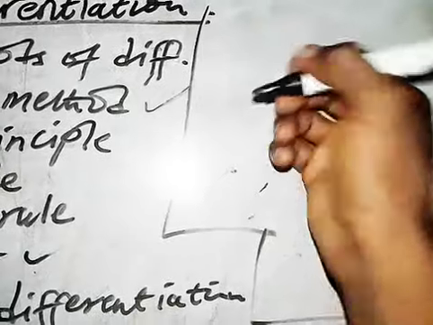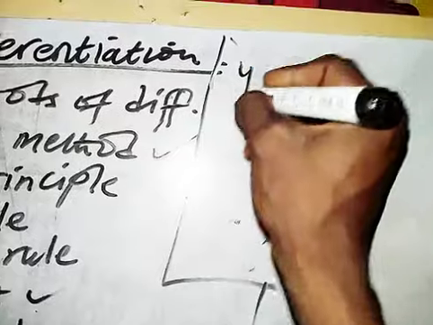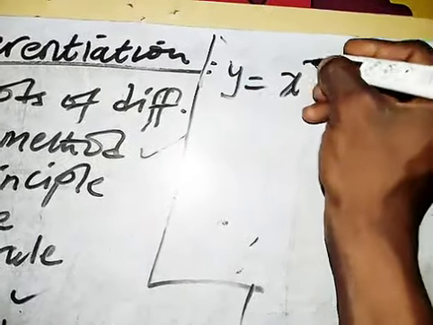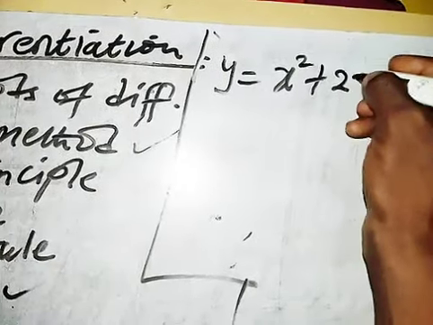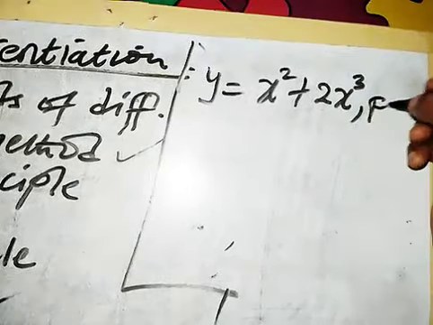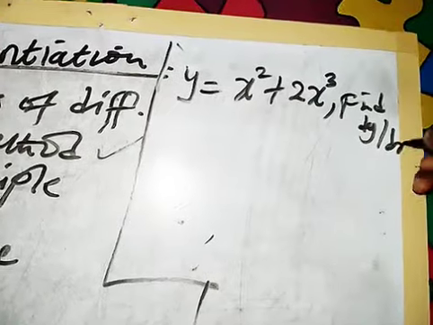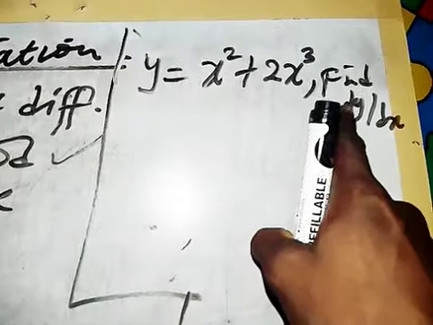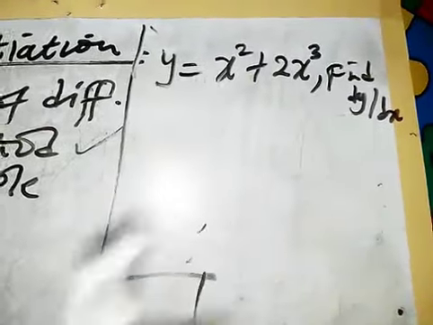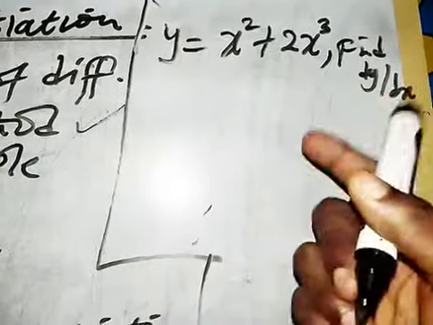I have here, if you are given y is equal to x squared plus 2x to the power of 3, and you're asked to find dy/dx. You have to find dy/dx here. Now we are going to apply the same principle. All right, we are going to apply the same principle.